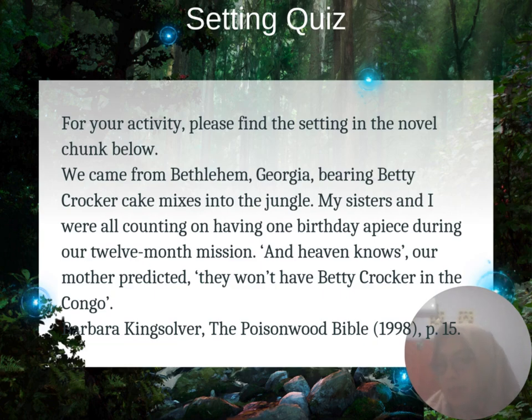We came from Bethlehem, Georgia, bearing Betty Crocker cake mixes into the jungle. My sister and I were all counting on having one birthday apiece during our twelve-month mission, and heaven knows our mother predicted they wouldn't have Betty Crocker in the Congo. Barbara Kingsolver, The Poisonwood Bible.